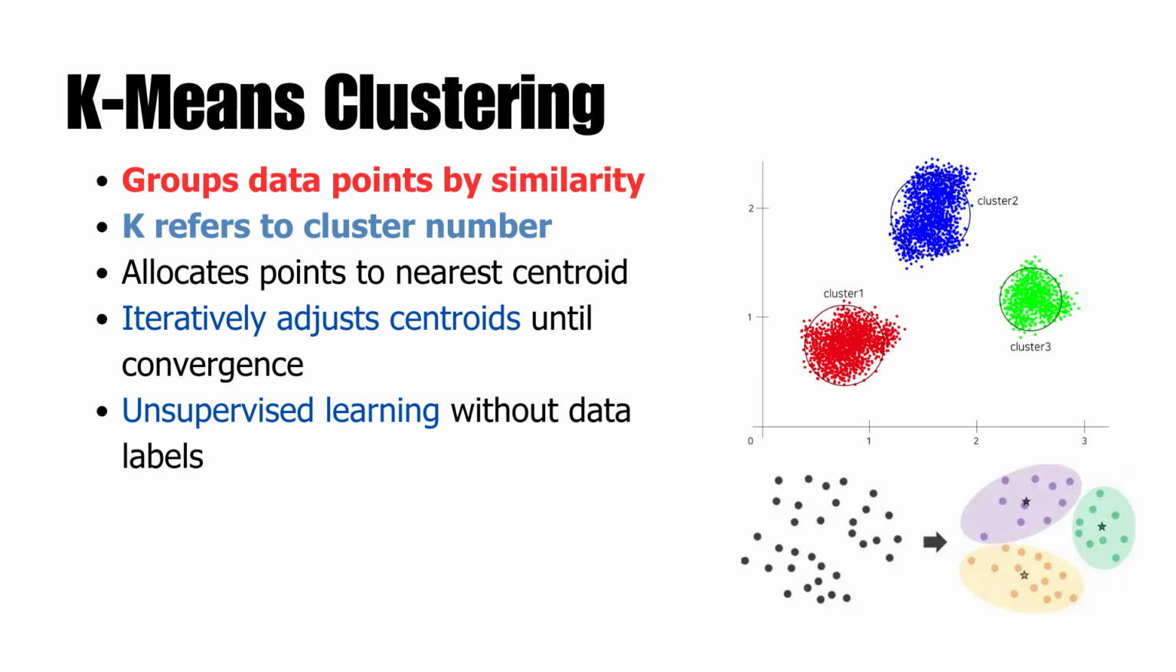Did you ever sort a combination of candies based on color or taste, even though no labels were telling you what type was what? That's exactly what K-means clustering does. It's an unsupervised machine learning algorithm that groups data points into categories based on similarity. The K refers to the number of clusters you want to create, and the algorithm goes ahead to allocate each point to the nearest centroid, or cluster center. The centroids are then iteratively adjusted until the clusters converge, minimizing the distance between points within the same group.